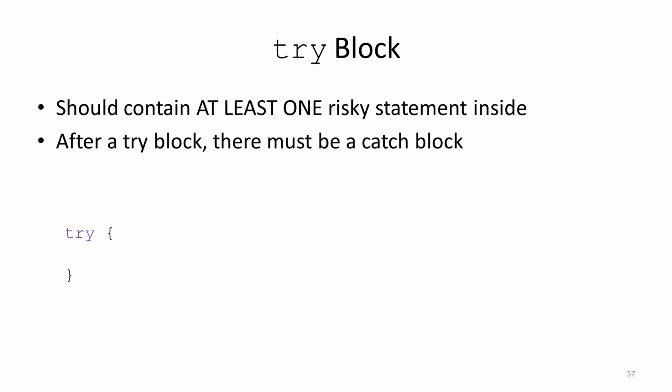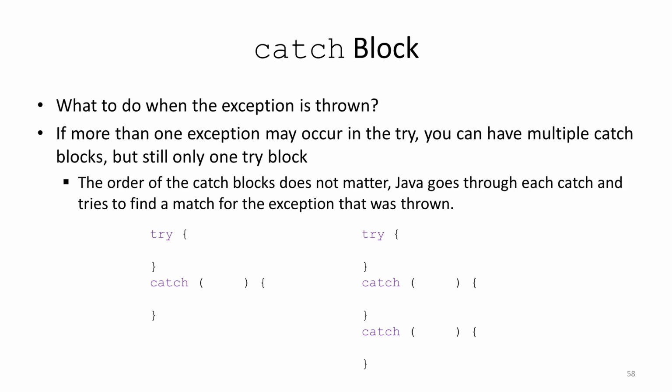Okay, so to review, when your program crashes, it's because an exception was thrown. And in order to handle it, we will catch it using a try catch. So the first part is a try block. It should contain at least one risky statement. Any code that is related to or dependent on that risky line should also be included in the try. After the try, you'll have a catch. So the catch is, what do you want to do when the exception is thrown? Now, if more than one exception may occur, you may have multiple catch blocks, but still only one try block.